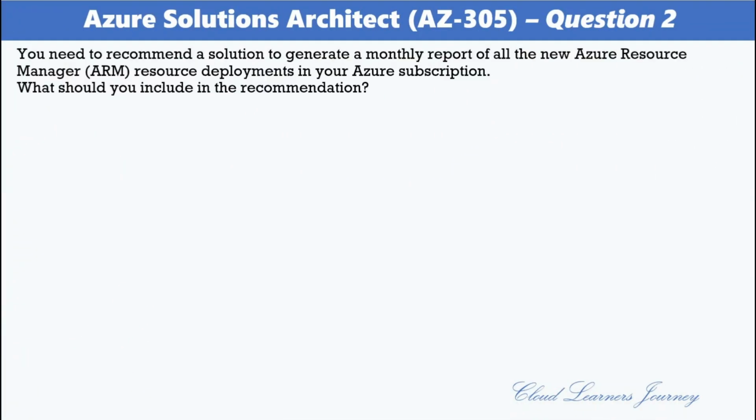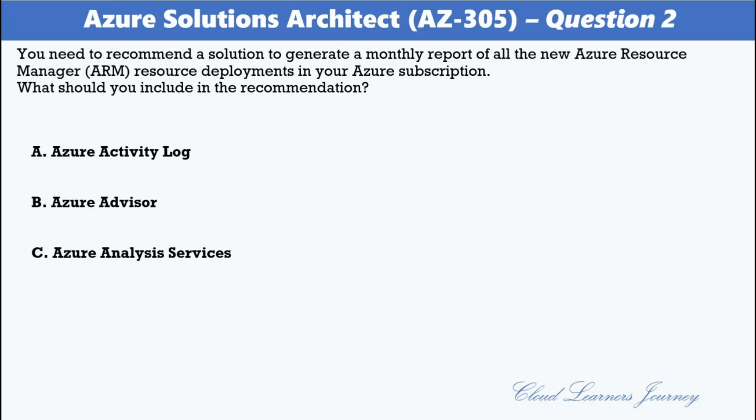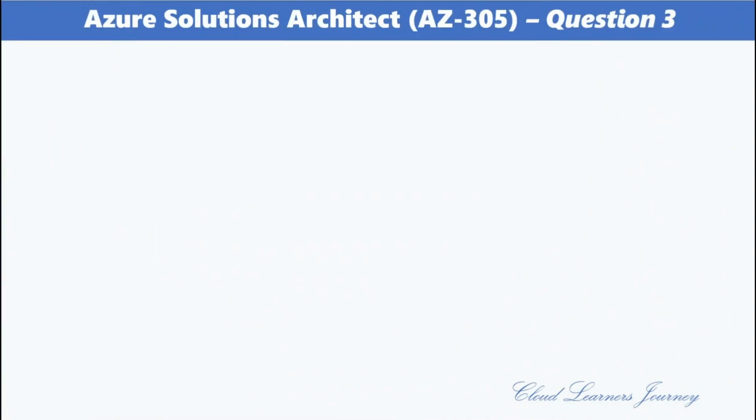Next, question number 2. You need to recommend a solution to generate a monthly report of all the new Azure Resource Manager resource deployments in your Azure subscription. What should you include in the recommendations? And the options are A. Azure Activity Log, B. Azure Advisor, C. Azure Analysis Services, D. Azure Monitor Action Groups. And the correct option is A. Azure Activity Log. Activity logs are kept for 90 days. You can query for any range of dates as long as the starting date isn't more than 90 days in the past.